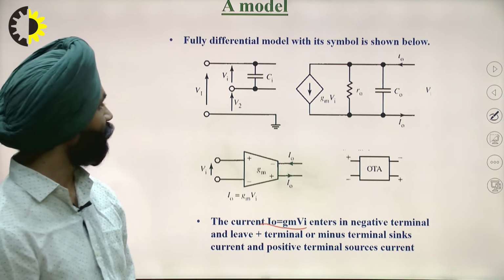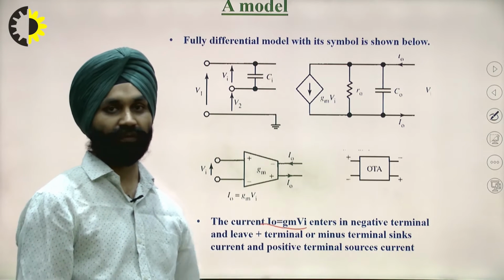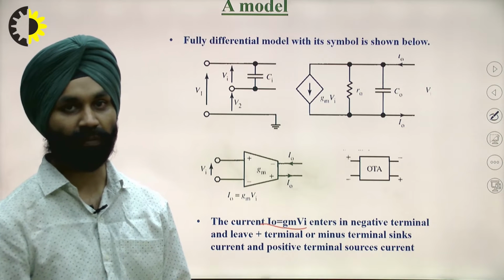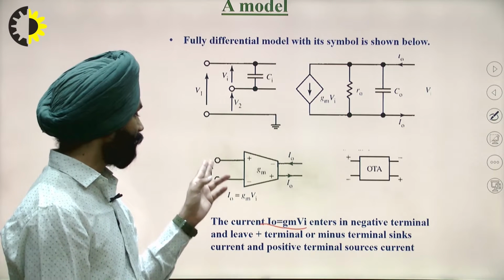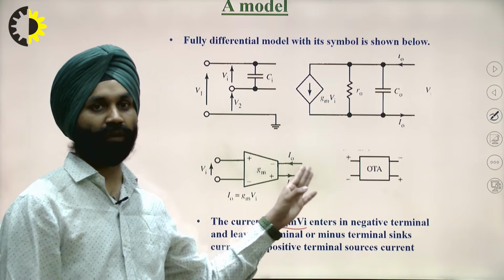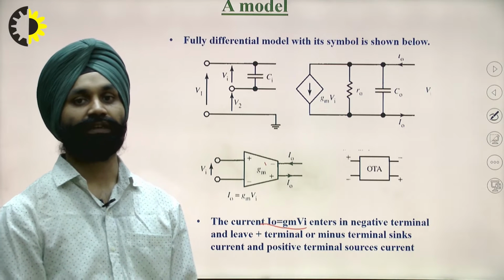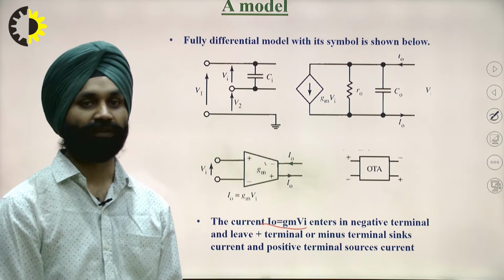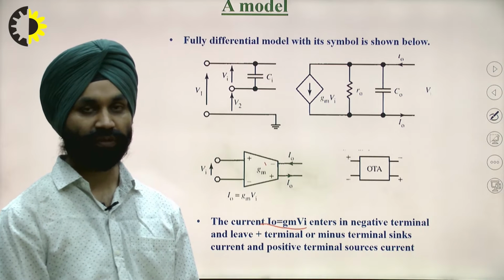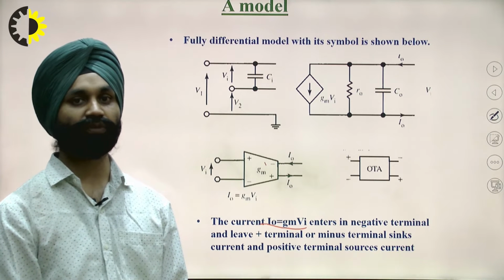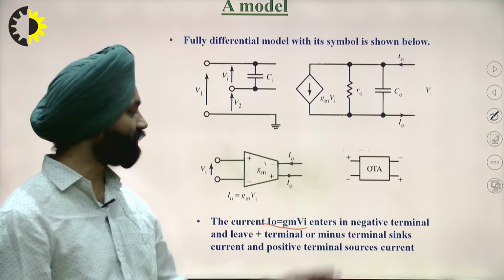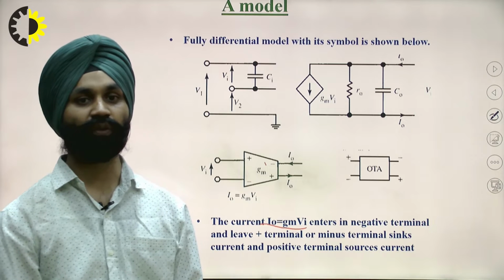The typical model we have drawn for the differential mode has two inputs, V1 and V2, and the output has the negative and the positive terminals, same as in an op-amp. So it can also be used for operations. So it is called operational transconductance amplifier or OTA.